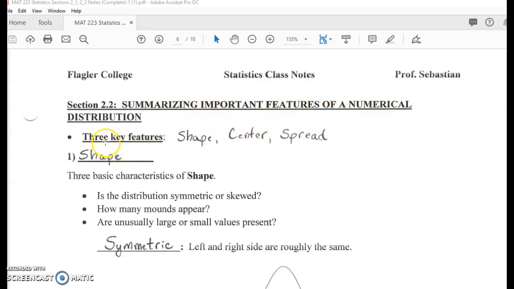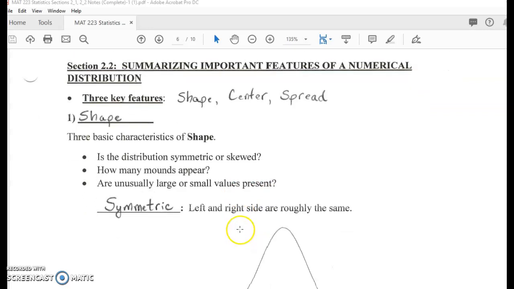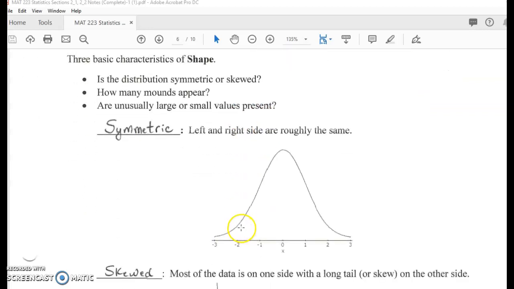We talked about this quickly before, but there are three key features. These are shape, center, and spread. The first of these is shape. There are three basic characteristics of shape. Is the distribution symmetric or skewed? How many mounds appear when I look at the data? And are unusually large or small values present? First, let's talk about whether it's symmetric or skewed.